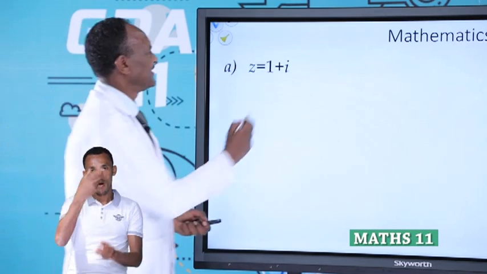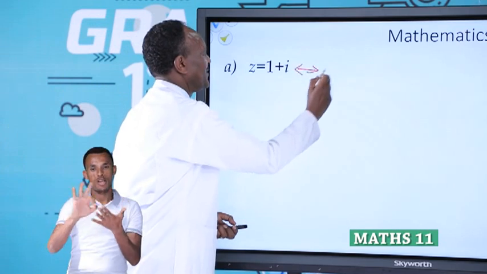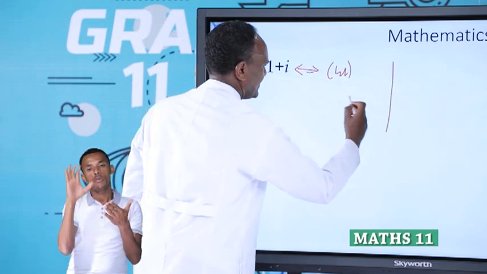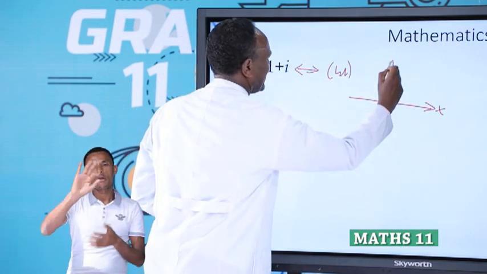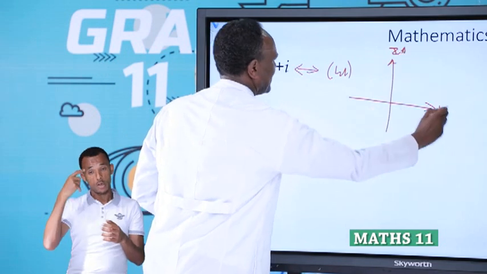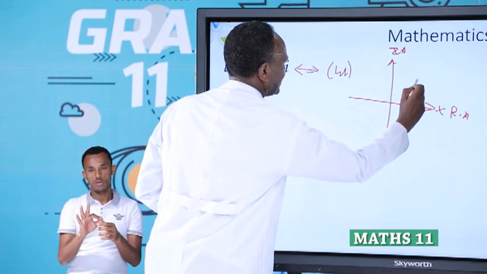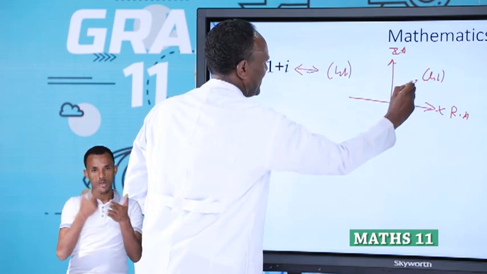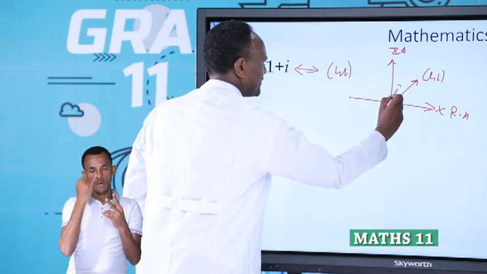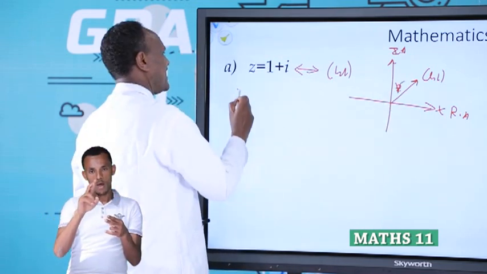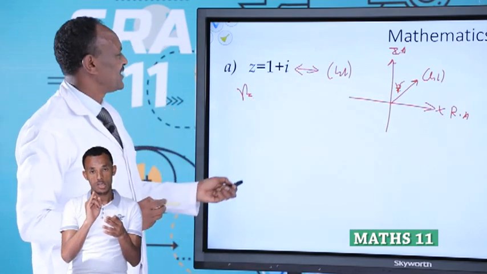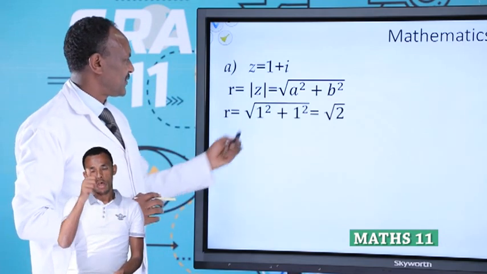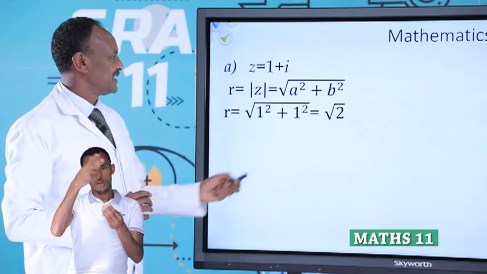A, 1 plus i. This is a complex number having ordered pair 1, 1. Where do you find this complex number? It is found in the first quadrant. You have the imaginary axis and the real axis, and the point 1, 1. When I join it with the origin, I get a vector. If I call this one r, what is r? It is the magnitude of that complex number, the square root of a squared plus b squared, the square root of 1 squared plus 1 squared. It gives root 2.